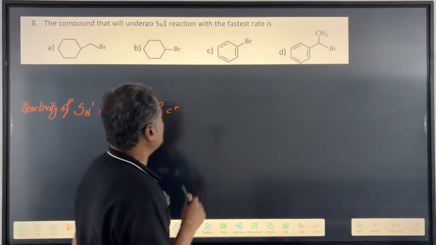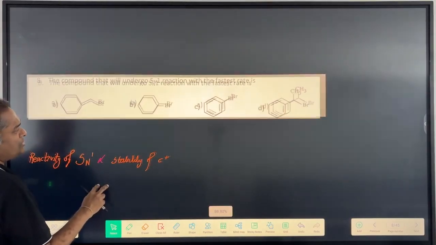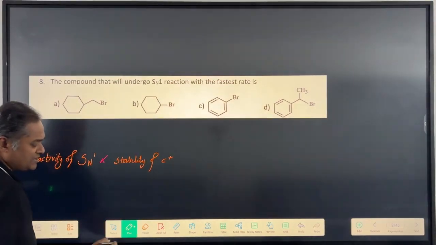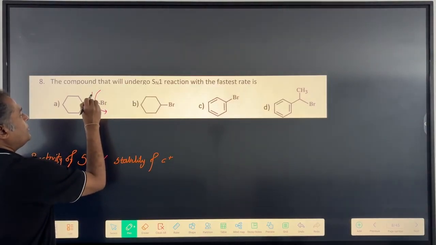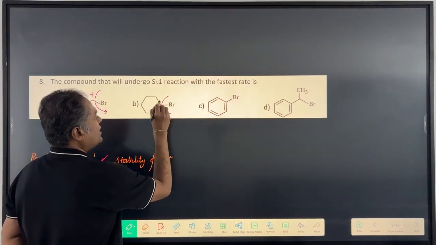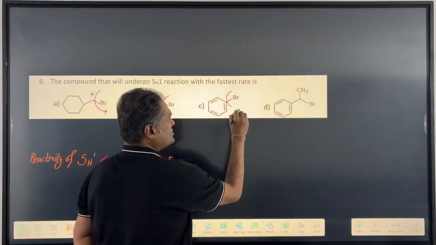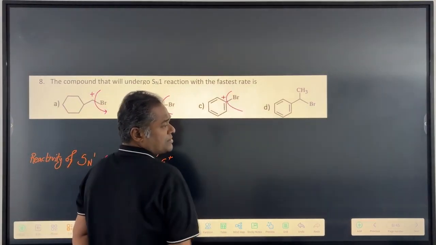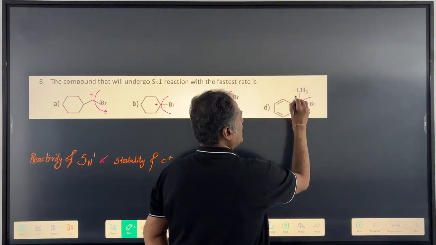So, let us do one thing, child. I will just take this question down to show you what happens in this case. Over here, if I remove this Br, we will get a carbocation. Over here also, when I remove this, I will get a carbocation. In this case also, and in this case also, when I remove the leaving group Br, I will get a carbocation.